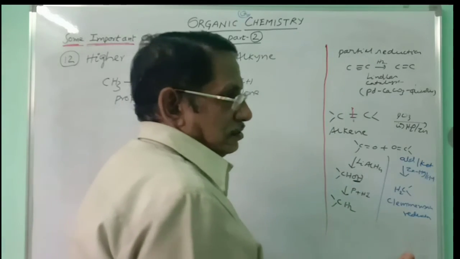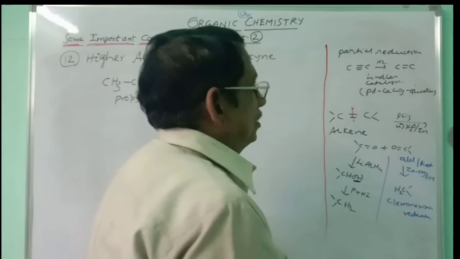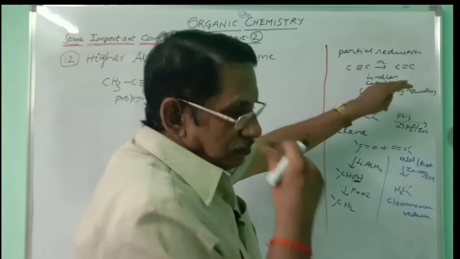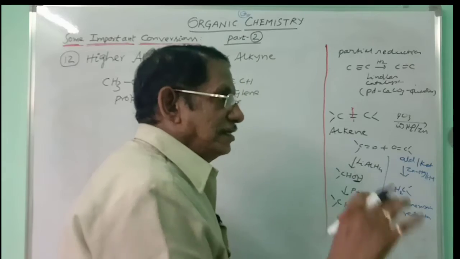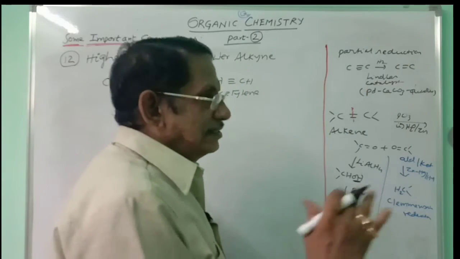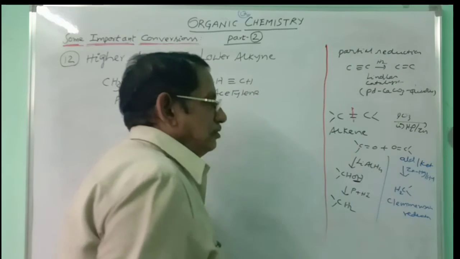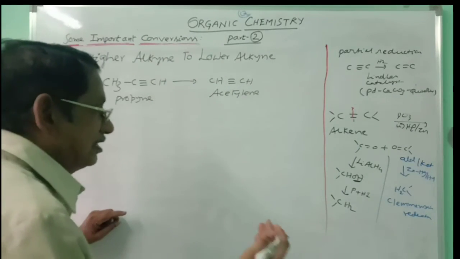Even you can take sodium liquid ammonia, that is also partial reduction. In the case of palladium calcium carbonate, cis alkene will be obtained. In the case of sodium liquid ammonia, trans alkene will be obtained. That is the difference. Anyhow, both are special cases, partial reduction will be taking place. So, first convert alkyne to alkene.